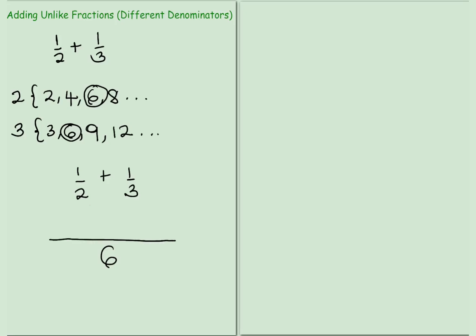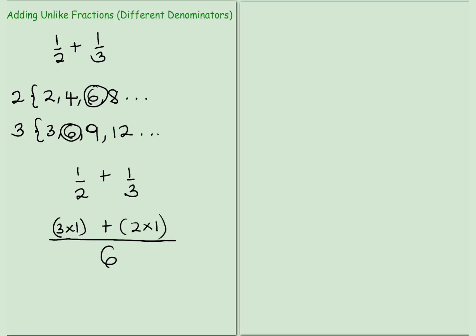With your LCM written, what you do is you ask yourself, how many times does this 2 you have here divide the 6? 2 divides 6 3 times. So that factor 3 now multiplies your numerator, so that you have 3 times 1. The same way, 3 divides 6 2 times. So that 2 now multiplies this numerator over here. So you have 2 times 1.